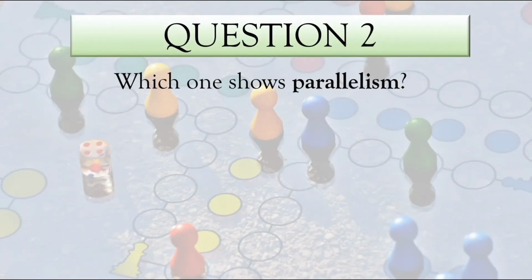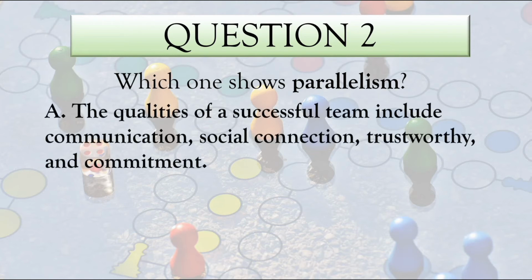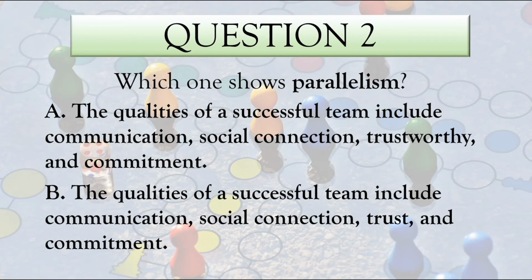Moving on to question 2, our topic, teamwork. Again, the question asks which statement shows parallelism. For letter A, the qualities of a successful team include communication, social connection, trustworthy, and commitment. For option B, the qualities of a successful team include communication, social connection, trust, and commitment.